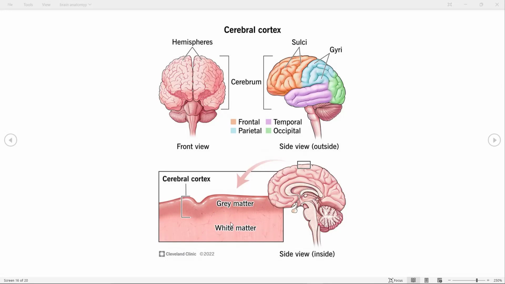So all you need to remember is the cerebral cortex is the one that has 4 lobes, and it's the cerebrum, the outermost part of the brain, that is the largest area, and it has 2 hemispheres. Each hemisphere has sulci and gyri, and the gray matter is the part which we call cerebral cortex. So this is all about the cerebrum, which is the forebrain, and it covers the major part of the brain.